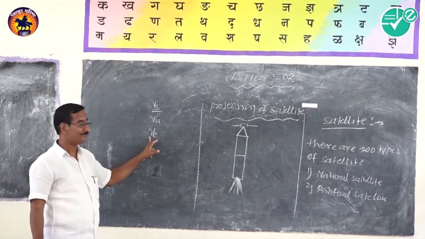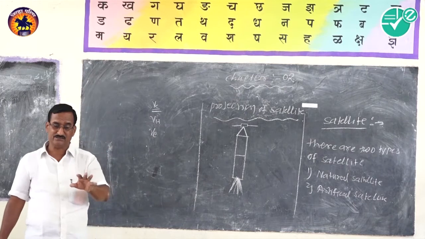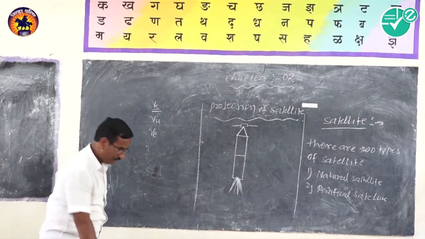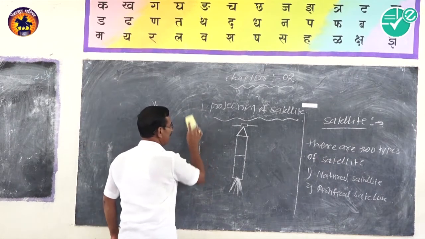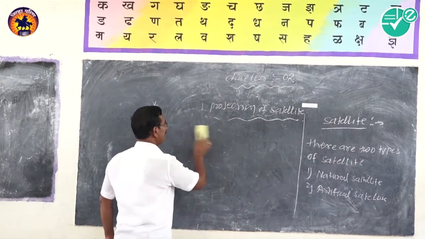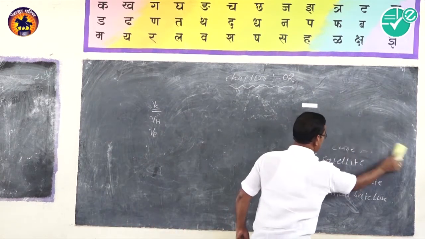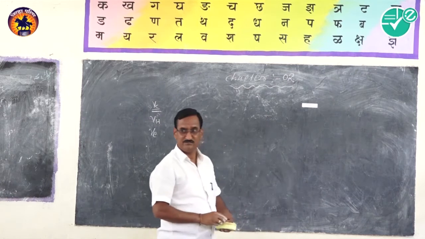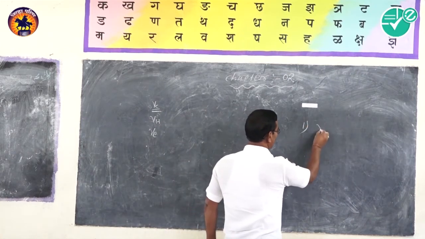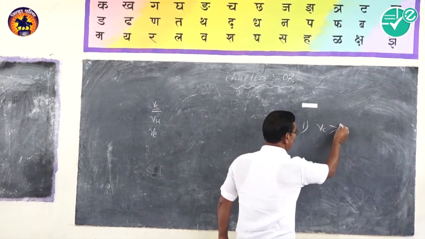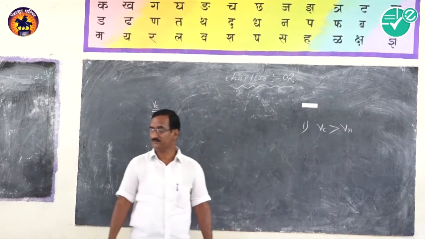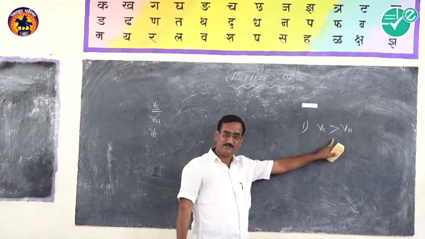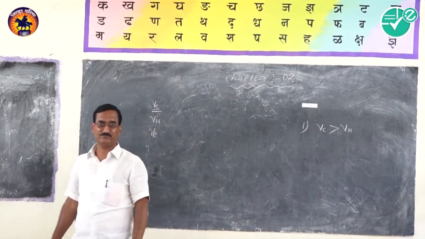Such three types of velocities act on the satellite, and these three velocities fix the orbit of the satellite. Now suppose the different conditions that can act on the satellite in terms of these three velocities. Suppose the first condition is Vc greater than Vh, meaning the critical velocity is greater than the horizontal velocity.